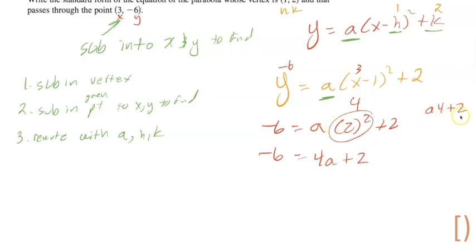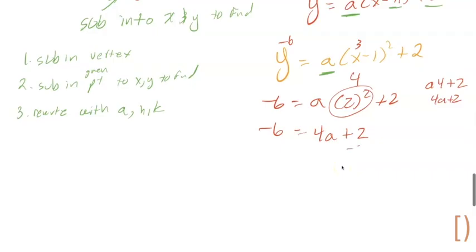Because the common mistake is people write it like this, which is fine, but then they just like, for some reason, add those two together, which you can't do. This is the same thing as this. You cannot add those two, right? One's an a, one's not an a. Then we're here to solve. Minus 2 from both sides. -8 equals 4a. Divide by 4.